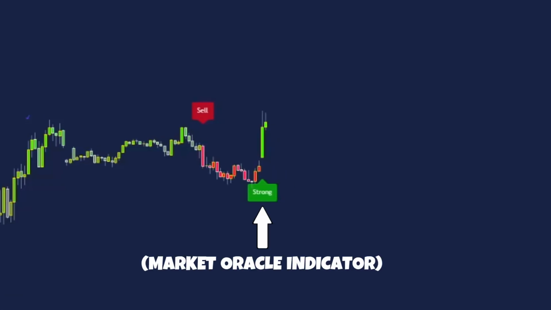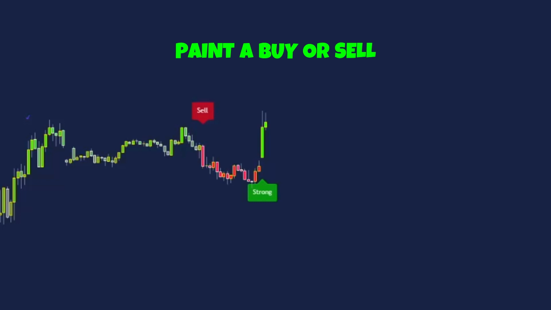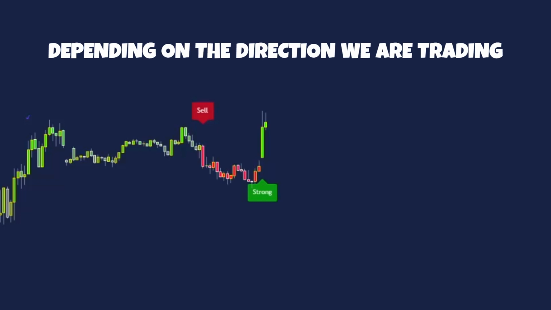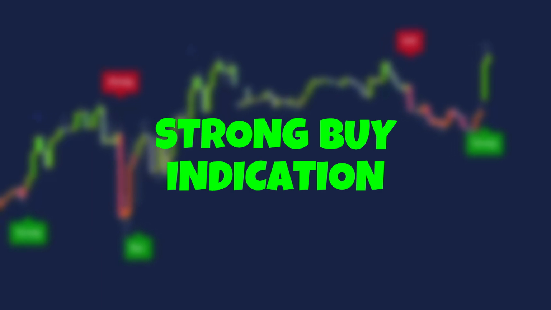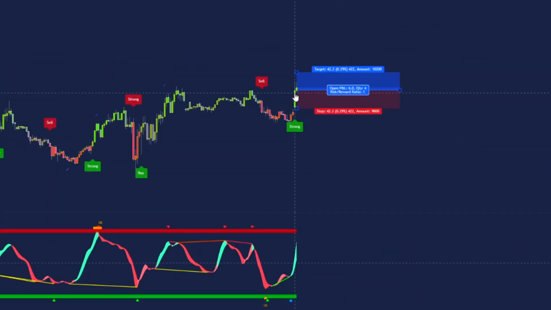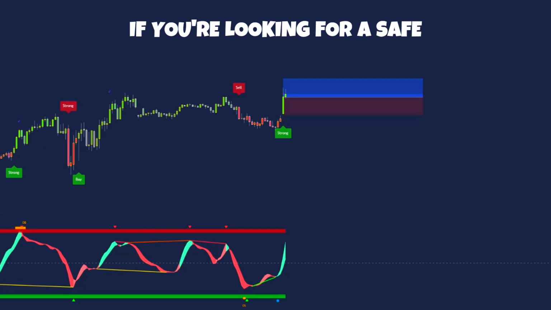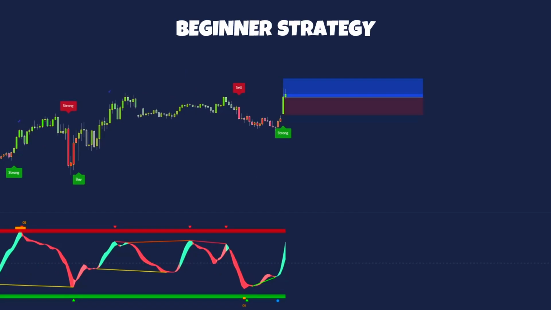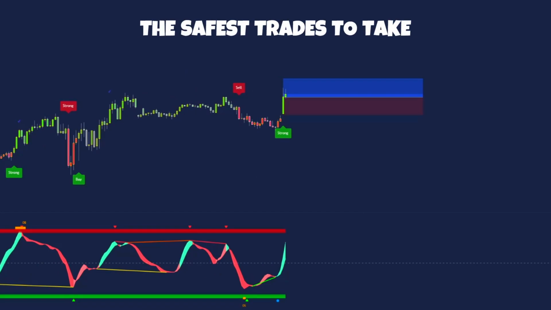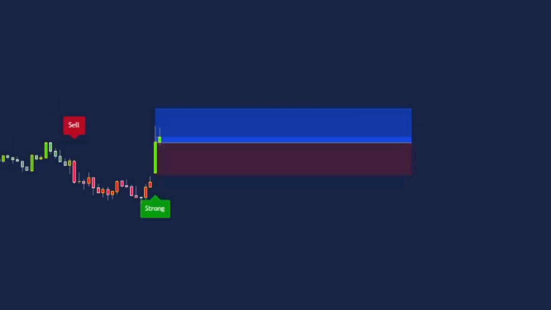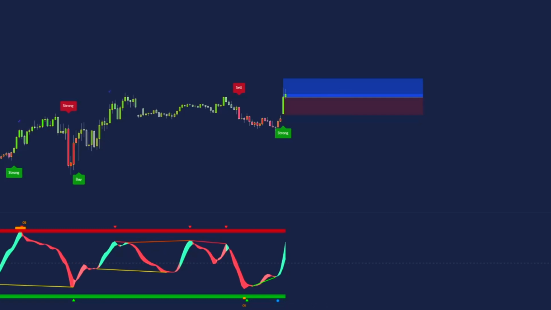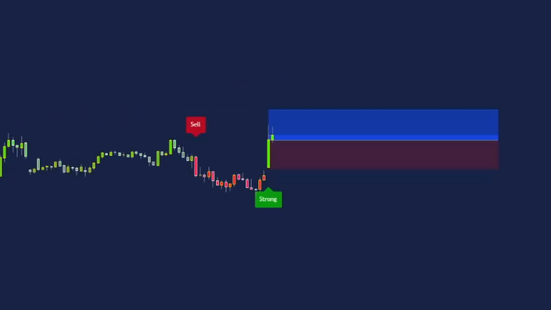Step 2 for this strategy is to wait for the Market Oracle indicator to paint a buy or sell depending on the direction we're trading. But this isn't just any buy label, this in fact is a strong buy indication. If you're looking for a safe beginner strategy, then these are definitely the safest trades to take, as this indicator is telling you that this is the best possible time to enter a buy. So we'd enter our trade on the close of that candle.